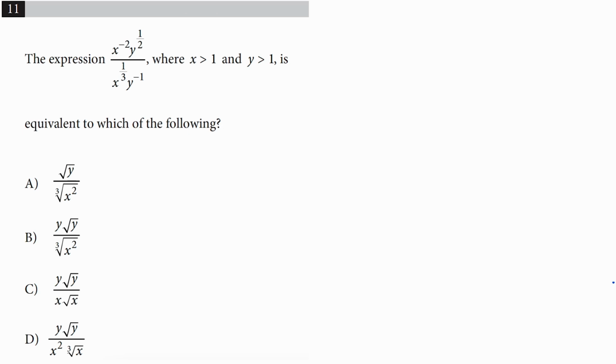The expression x to the negative 2 times y to the 1/2 over x to the 1/3 times y to the negative 1, where x is greater than 1 and y is greater than 1, is equivalent to which of the following? Let's begin by writing this expression without negative exponents. That would be 1 over x squared times y to the 1/2 over x to the 1/3 times 1 over y.